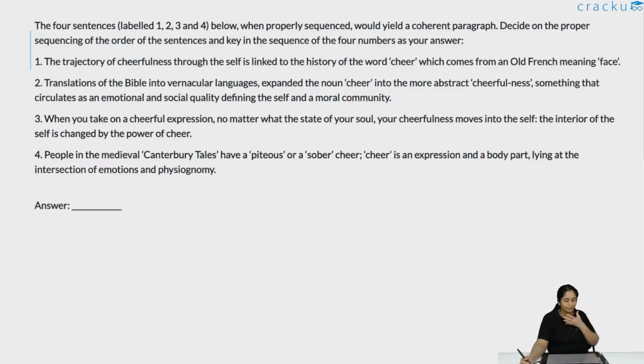So the fact that people in Canterbury Tales have a piteous or a sober cheer means what? It means that they have a piteous or a sober face. Essentially, cheer in this particular case refers to the face, and it also is an expression, it is a body part, something that is both felt as well as part of your physiognomy as such, which essentially is expanding that it comes from the body, it is felt on the inside, it starts off from your face but it is felt on the inside, and that link from the face, the word cheer, to what you feel is being traced.